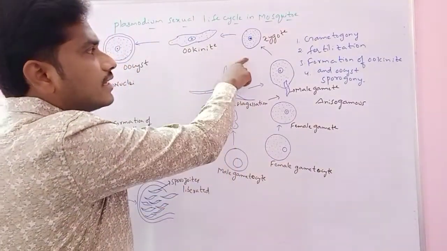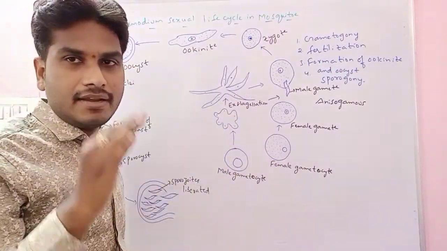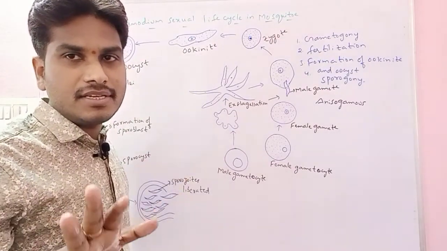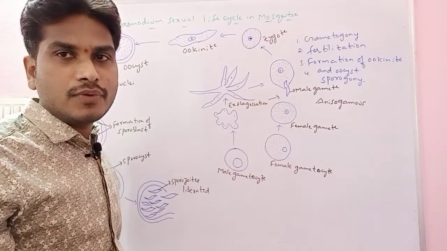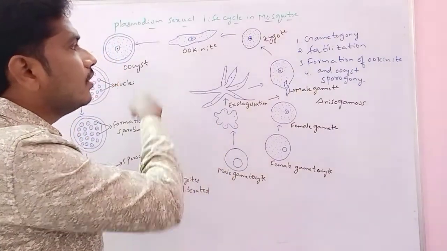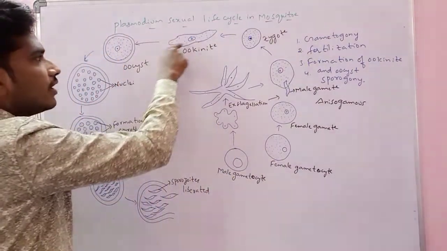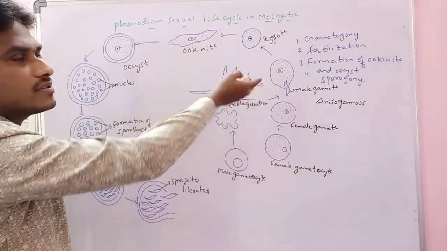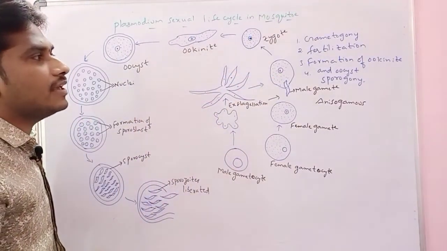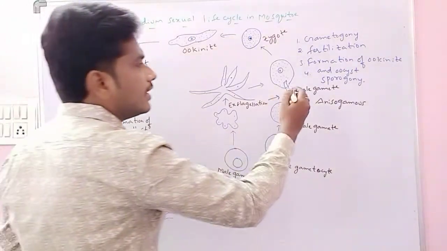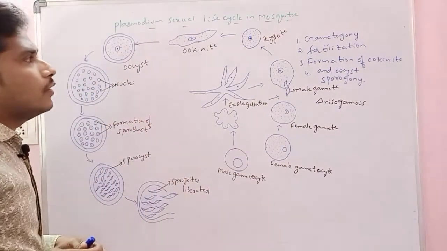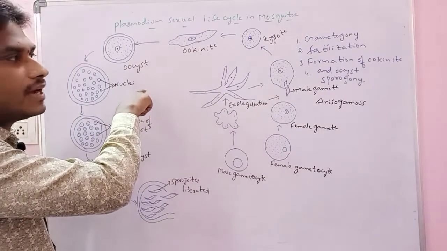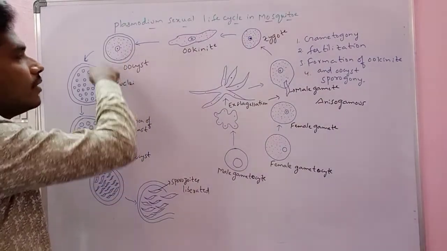This zygote, for 18 to 24 hours, will remain as it is without any changes. After 18 to 24 hours, the zygote will change into a vermiform shape. This form we are calling a vermiform ookinete. Formation of ookinete and oocyst is the third stage. Here the ookinete acquires a cyst wall and forms an oocyst.